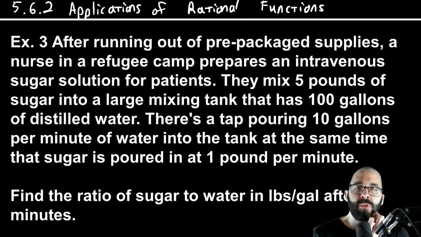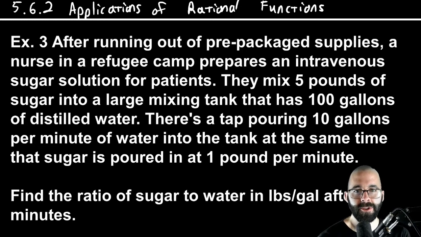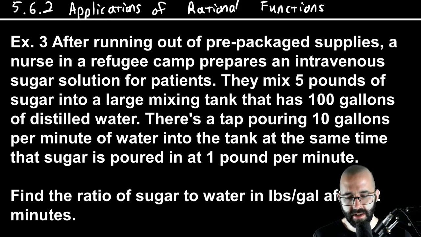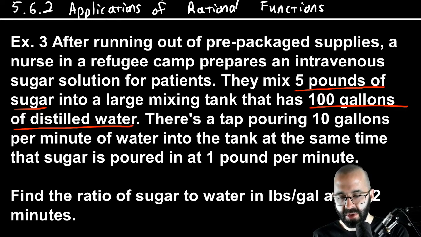So, after running out of prepackaged supplies, a nurse in a refugee camp prepares an intravenous sugar solution for the patients. If I knew more about medicine, I could tell you why they want a sugar solution. They mix 5 pounds of sugar into a large mixing tank that has 100 gallons of distilled water. Let's use that real quick. 5 pounds of sugar into a large mixing tank that has 100 gallons of distilled water.